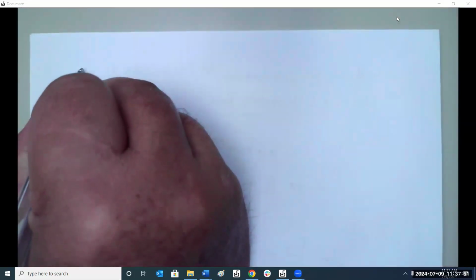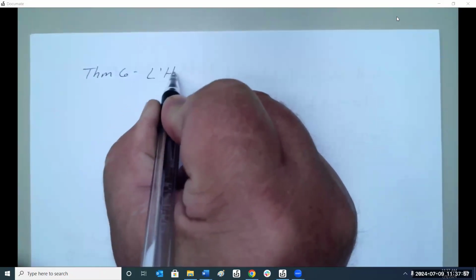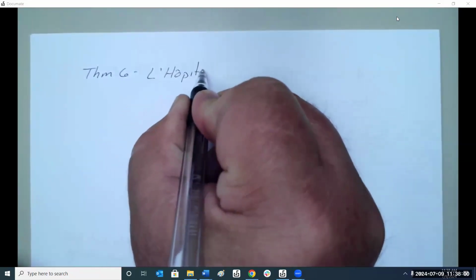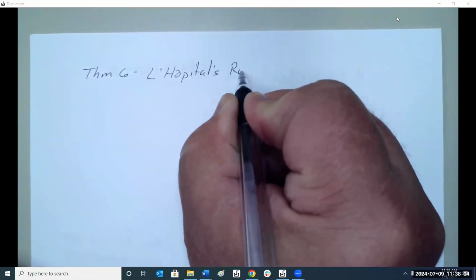Right, which brings us to our first theorem, which we're going to be using for this section. Theorem 6, L'Hopital's rule.